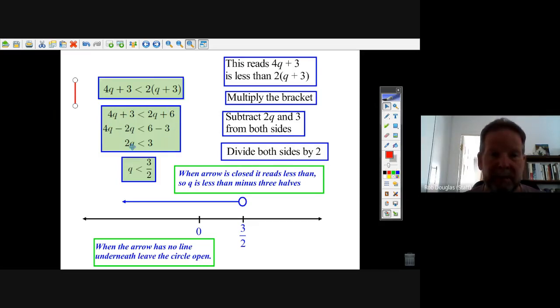4q minus 2q is 2q. 6 minus 3 is 3. Divide both sides by 2, and you get q is less than 3/2. Now, there's no line underneath here, so it's not equal to it. And when you illustrate it on a number line, you go to 3/2, which is more than 0, and it's less than, so it's everything to the left, but it doesn't equal 3/2, so you put a circle with nothing in it. So when the arrow has no line underneath, you leave the circle open like that.